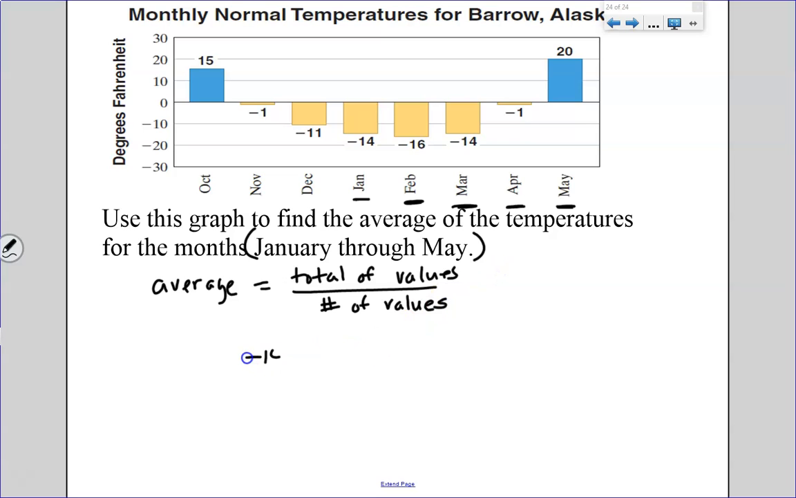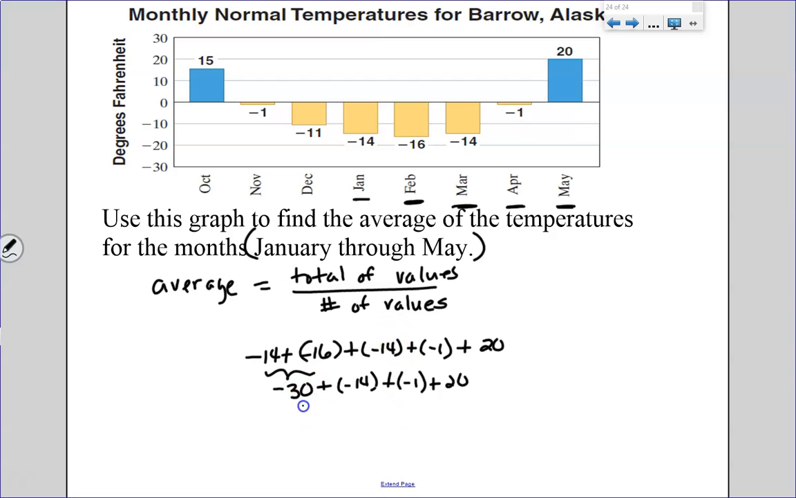So to find the total, I'm going to have to add all those numbers together. So I'm going to add negative 14 plus negative 16 plus a negative 14 plus a negative 1 plus a 20. Add all those together, and then I'm going to divide that by the number of values, which it looks like there'd be 1, 2, 3, 4, 5. So let's go ahead and add all these together first. Well, if I add two negative numbers, it's going to make a negative number, so that's going to be negative 30, and I'll just copy the other values down. Doing the next amount, negative 30 plus a negative 14, and two negative quantities again, so I'm going to add them together, which would make negative 44.